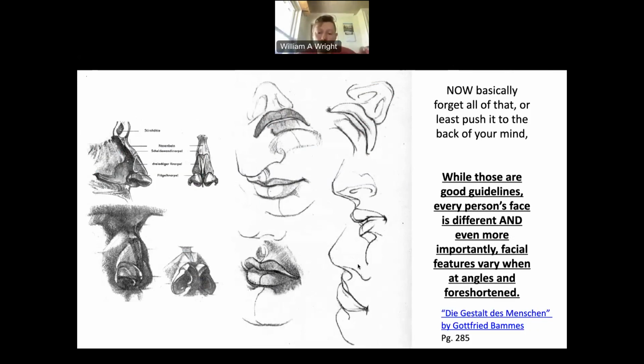But even more so, what I keep repeating is that when you angle your face, the features will vary. They'll be foreshortened, they will change. In fact, if I lean way, way back, all of those facial features are in this tiny little section of my face, right? So just remember all that.